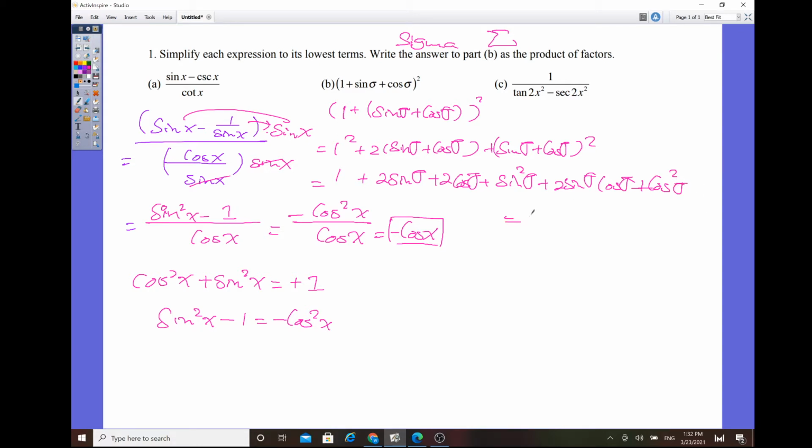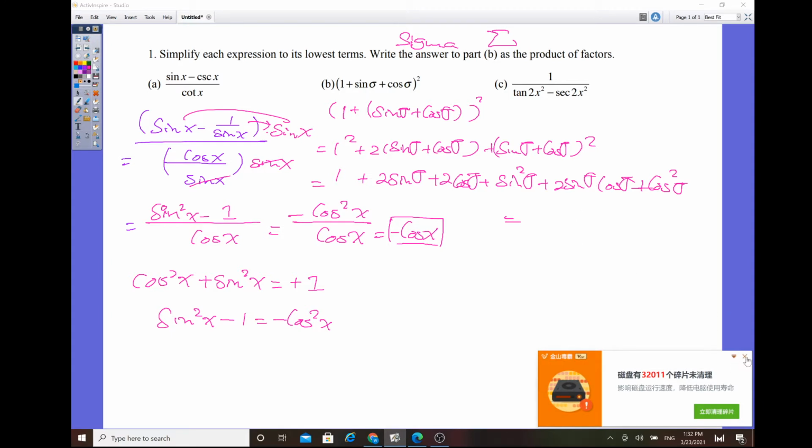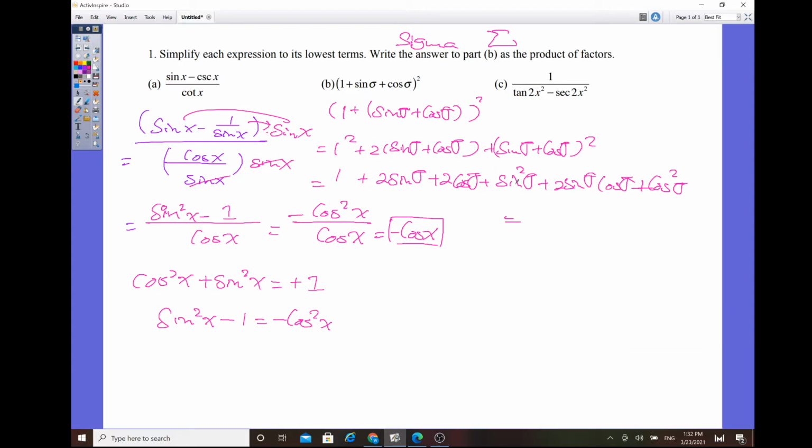For this one, the things that we can combine, we try to combine the like terms. It looks like we can combine these together, so that's 1. So 1 plus 1 is 2. And then the rest of this: we have 2 plus 2 sine sigma plus 2 cosine sigma, and then plus 2 sine sigma cosine sigma.